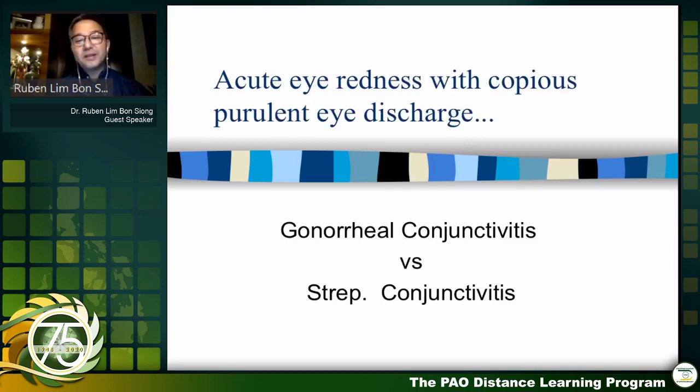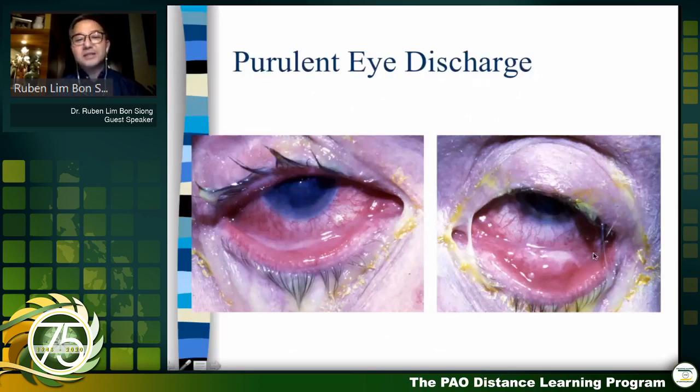So it can be strep. This is a patient way back in my fellowship, a 78-year-old white male complaining of bilateral copious redness with purulent discharge. Of course, I thought, wow, probably it's gonococcal, right? But it's not. It actually turned out to be strep.